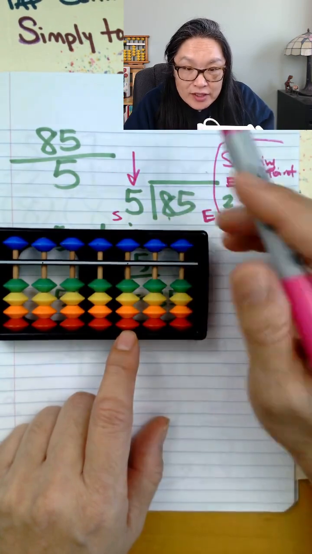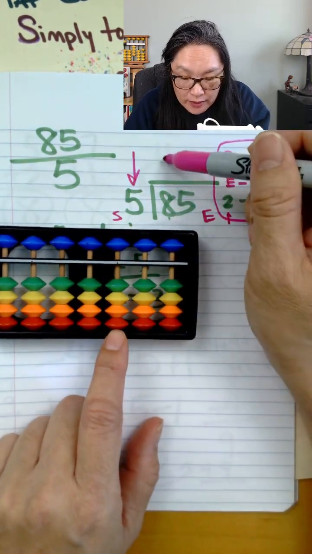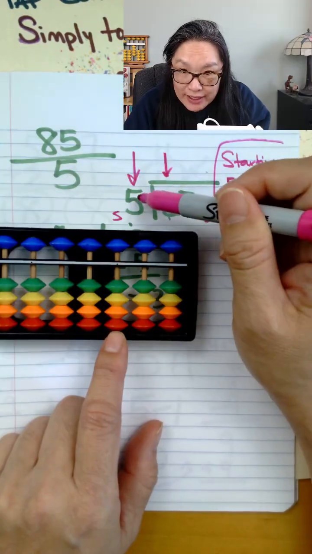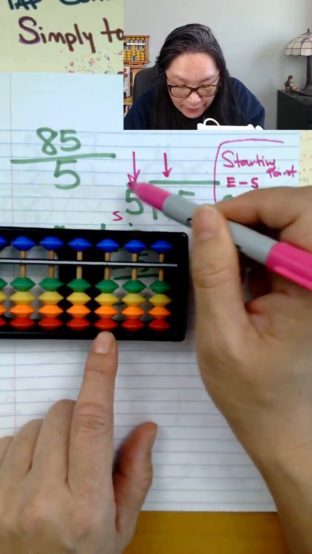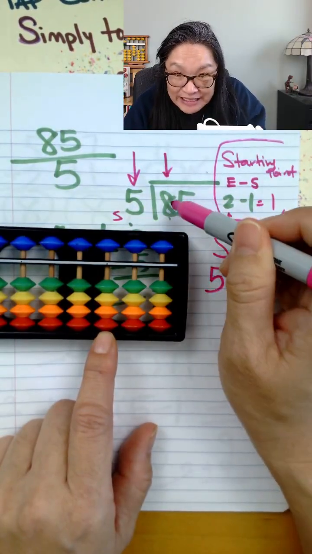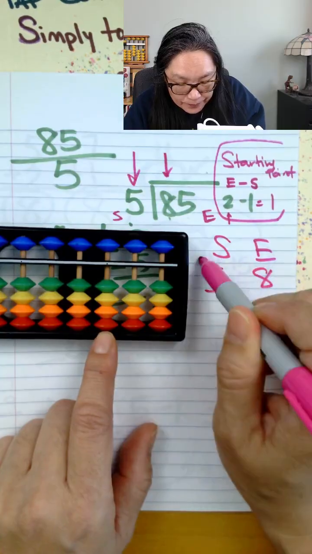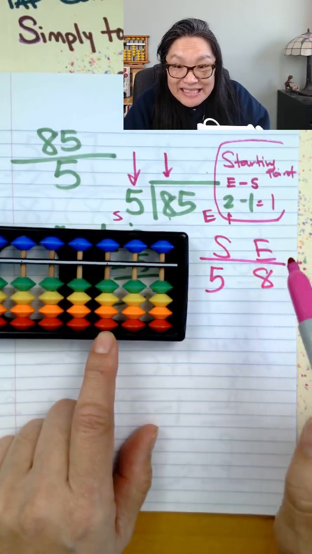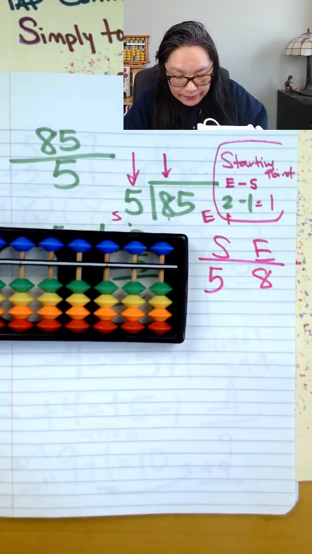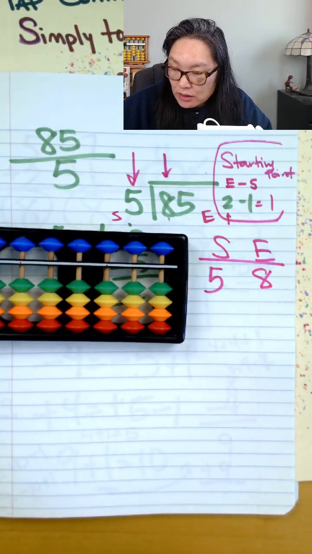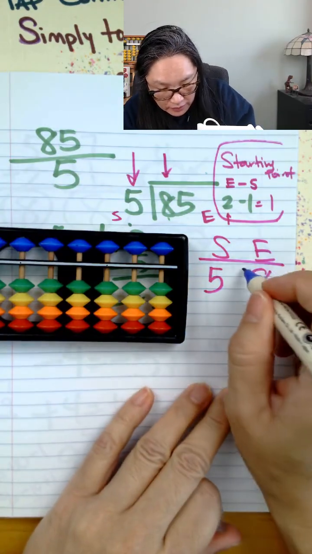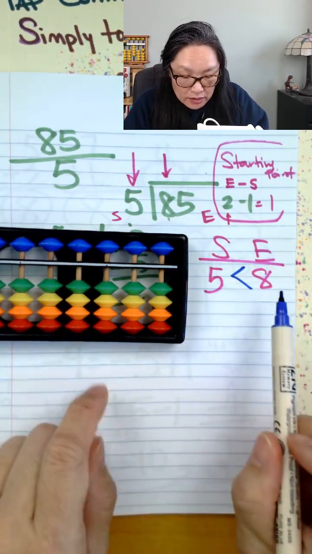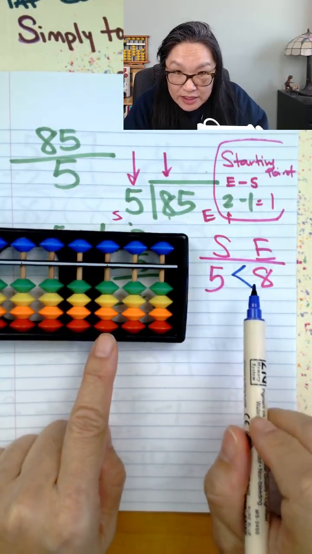So the first thing I need to do is figure out who is bigger, my dividend or my divisor. And I'm going to break it up. My divisor is 5. My dividend is 8. Who is bigger, my dividend or my divisor? My dividend is bigger, right? My dividend is bigger.